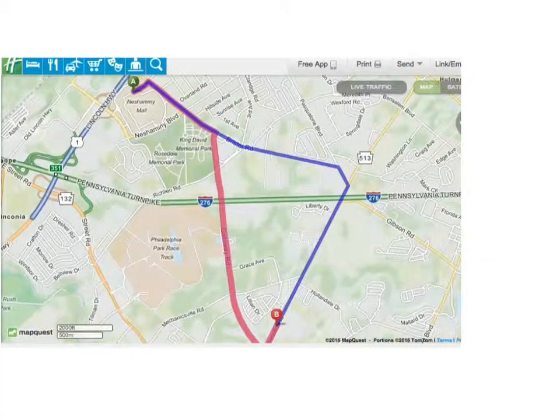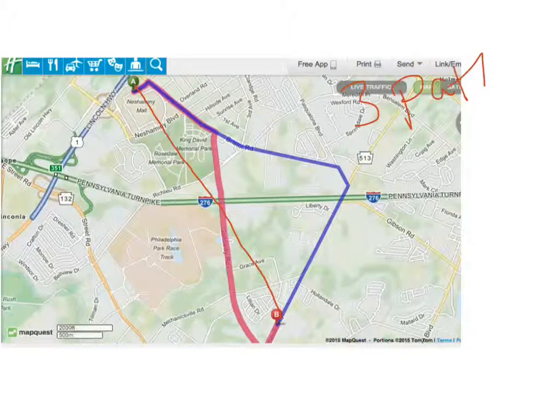So if we look one more time over here at our map, I do want to add another path in. I'm going to add the path in that goes as the crow flies from the Neshaminy Mall directly in a straight line to Bensalem High School. So now what we have is 3 different paths.